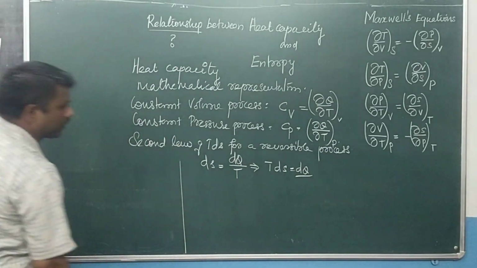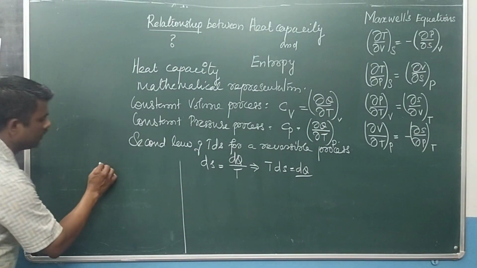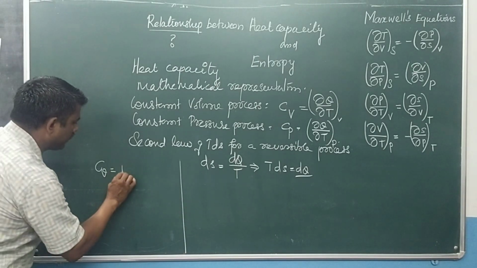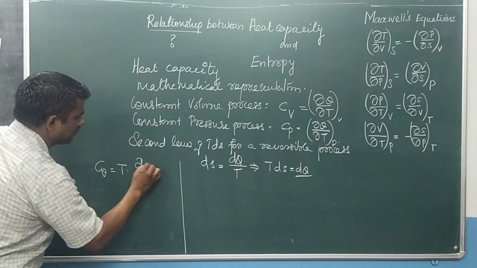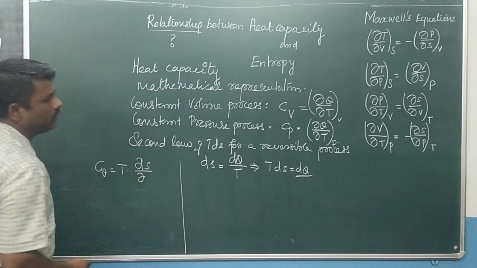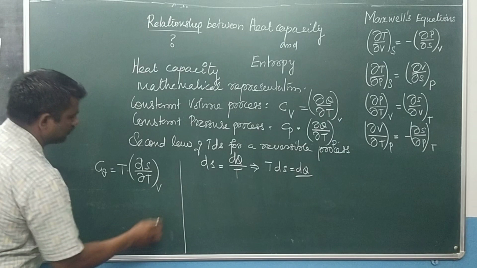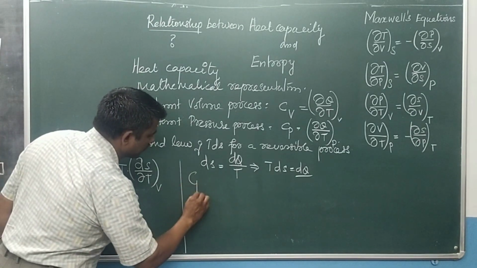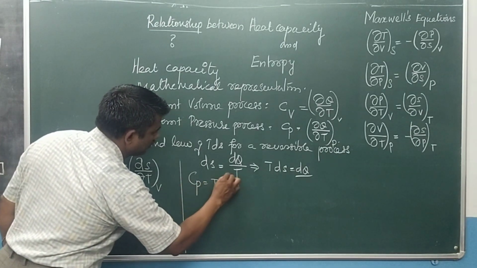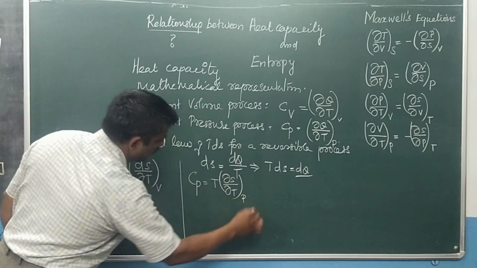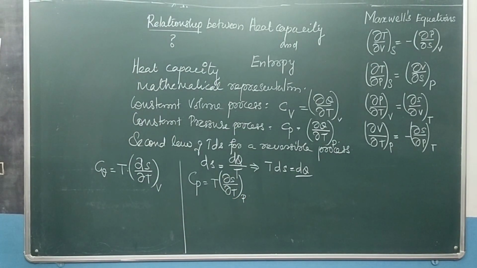Hence, for a constant volume process, Cv is equal to T times the change in entropy with respect to change in temperature at constant volume. For a constant pressure process, Cp is equal to T times the change in entropy with respect to temperature at constant pressure. Clear?